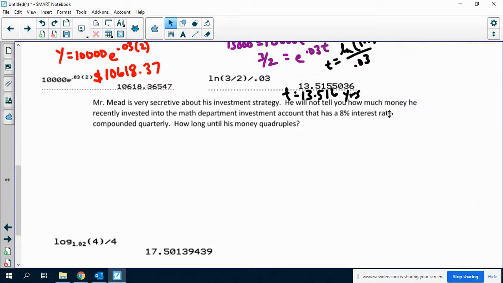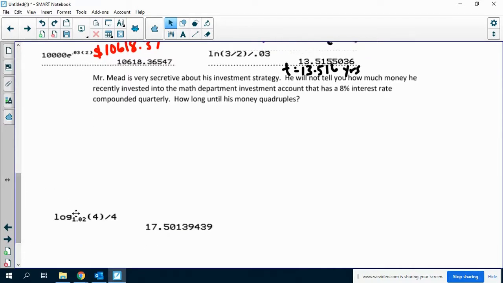Now, this final question, Mr. Mead is very secretive about his investment strategy. He will not tell you how much money he recently invested into the math department investment account that has an 8% interest rate compounded quarterly. How long till his money quadruples? Well, it looks like I forgot to hide the answer, so you know what the answer is before I even start. But let's take a look at how we would do this.